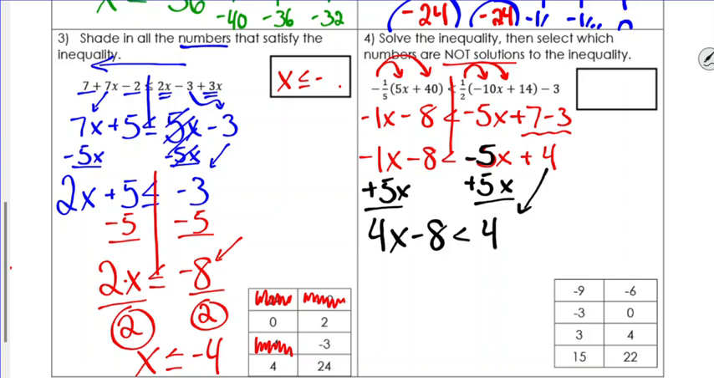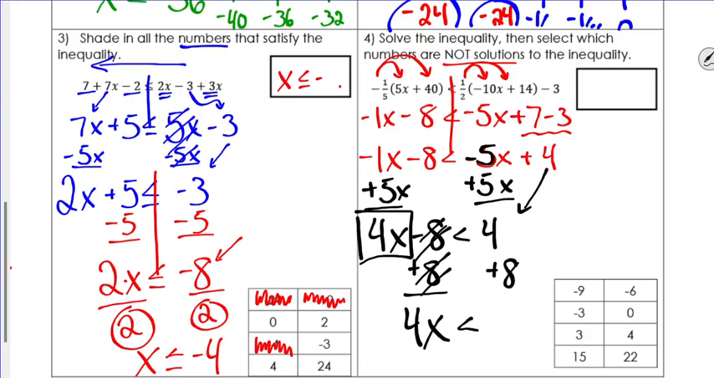And now I have a two-step inequality. I'm going to always deal with the adding and subtracting first. I'm going to keep this the same for right now. The 4x is going to come down after I cancel out the minus 8. If I add 8 on the left, I've got to add 8 on the right, so that's going to change into 12. And then one last step, I'm going to divide by that positive 4, so I don't flip the sign. I just divide and get x is less than 3.